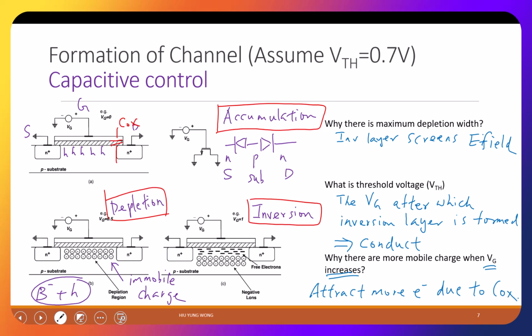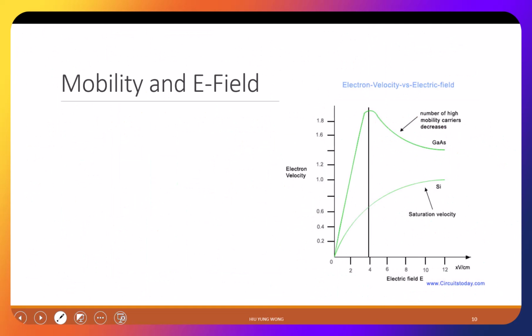So what? Now you need to move them. You need to apply an electric field so that they will move and become the current, right? It's just like a freeway filled up with a lot of cars. But if they are not moving, you don't have the flow of cars. The freeway is not conducting.